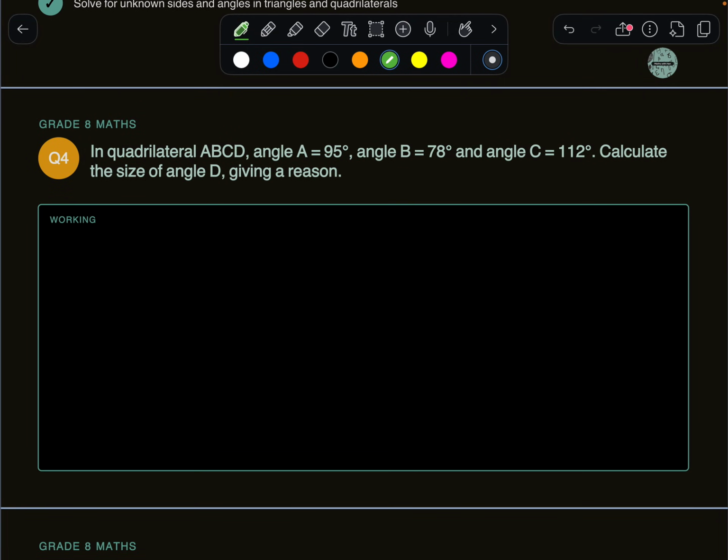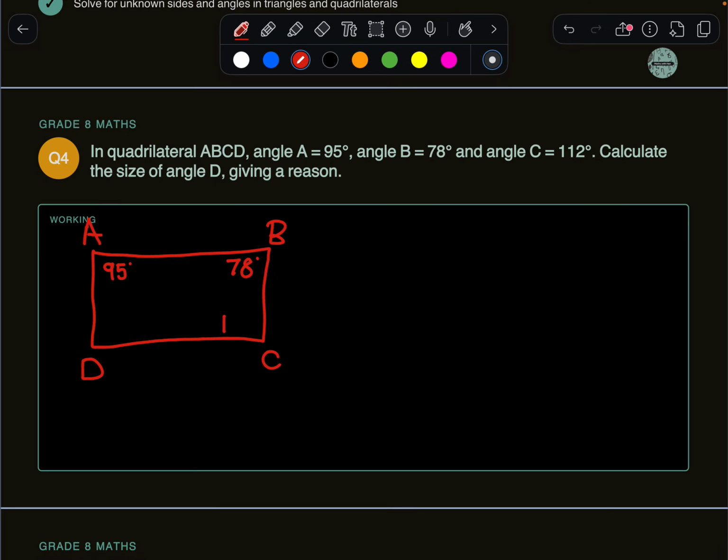In quadrilateral ABCD, so we don't know what it looks like, but we know it's a quadrilateral, so it's got four sides. We don't know that it's a rectangle, I'm just drawing it. So let's draw A, B, C, D. They say angle A is 95 degrees, B is 78 degrees, C is 112 degrees. Work out the size of angle D, giving a reason.